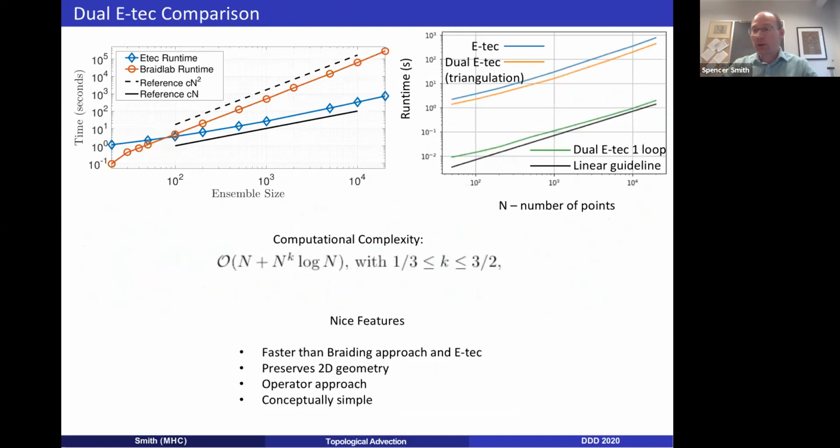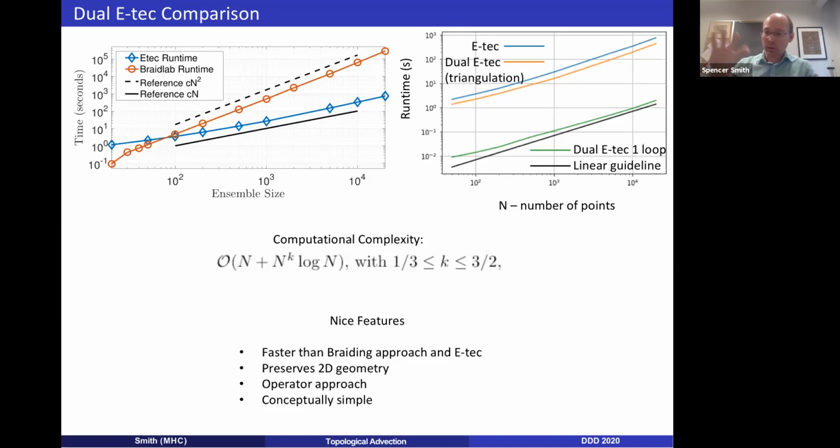Now, in terms of the algorithm and comparing it, up on the left over here is a log-log plot of two things. We're looking at the runtime of the algorithm on the vertical axis and the number of points. So as you add more points, it takes longer to run these algorithms, obviously. And the Braid lab, so the software or the algorithm that's based on the braiding approach, is an algorithm that goes as n squared. So you can see that in this red line here. Our approach is roughly proportional to n.